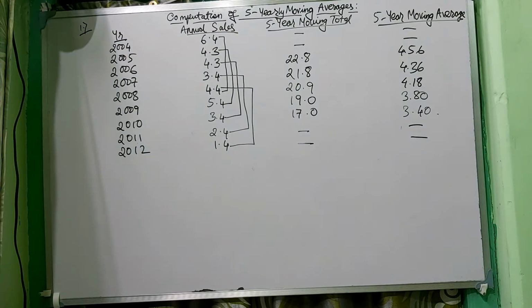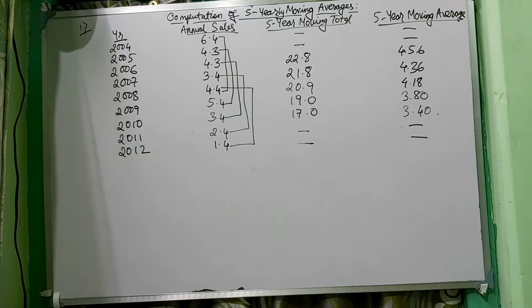This is how the 5 years moving total has been computed. If they ask you for 3 years moving, that will be my next sum. I hope it is clear to you.